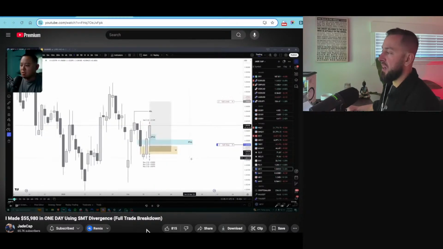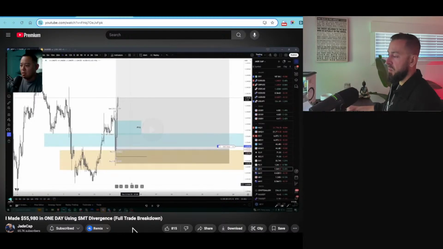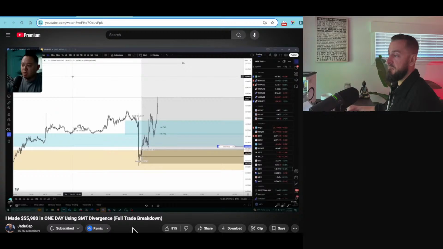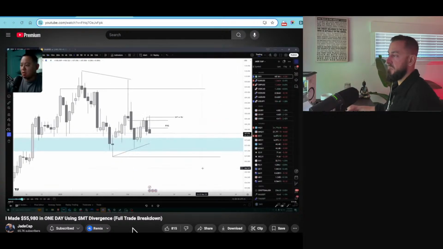So that's top-down analysis. You guys can see here, he starts at the higher time frames. He marks out his levels, and then once he decides what his levels are, then he's going to go into the shorter time frames and execute a trade. That I timed it pretty perfectly. I pretty much bought the low of the day. And you guys can see here, right?